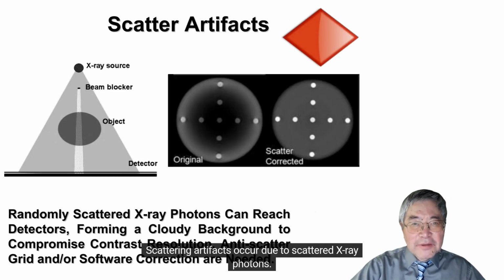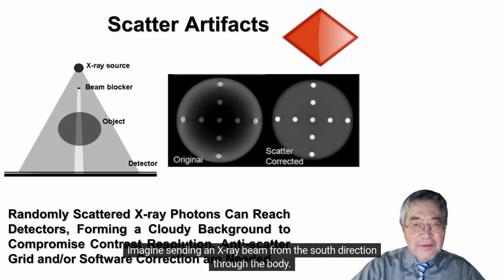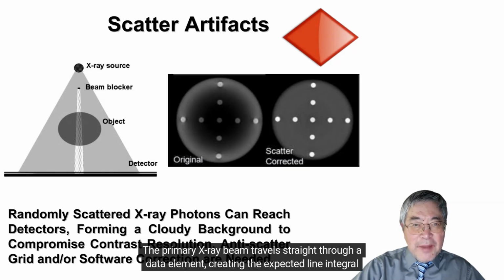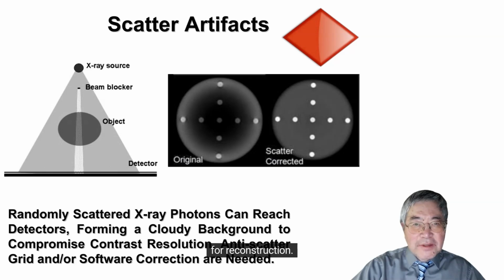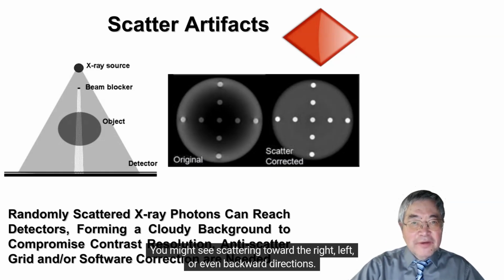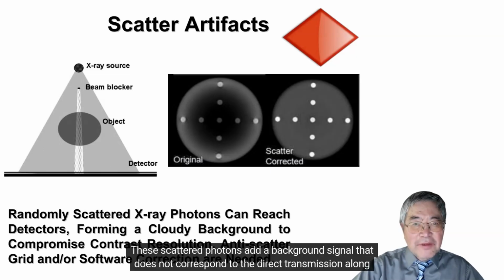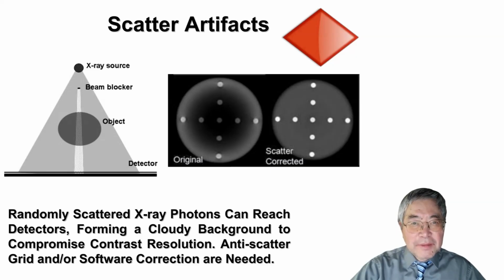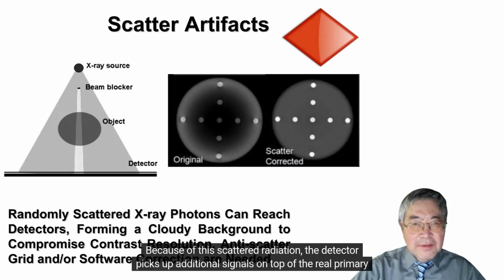Scattering artifacts occur due to scattered X-ray photons. Let me explain this with an example. Imagine sending an X-ray beam from the south direction through the body. Follow my cursor as I illustrate. The primary X-ray beam travels straight through a data element, creating the expected line integral for reconstruction. However, during measurement, some X-rays scatter in various directions. You might see scattering toward the right, left, or even backward. These scattered photons add a background signal that does not correspond to the direct transmission along the beam path. Because of this scattered radiation, the detector picks up additional signals on top of the real primary X-rays.